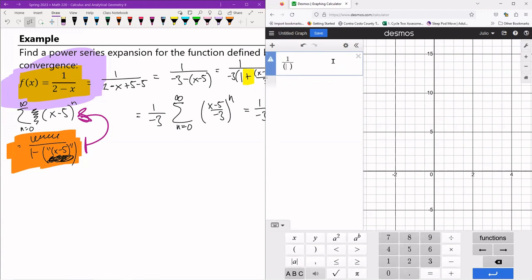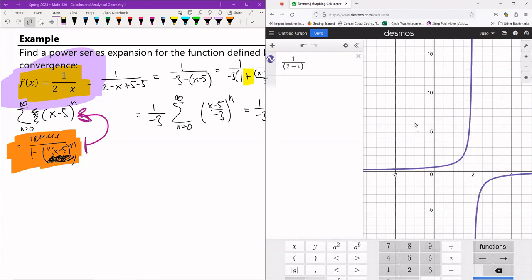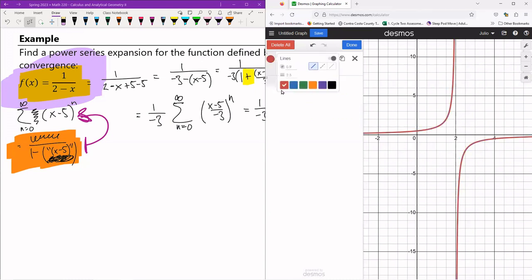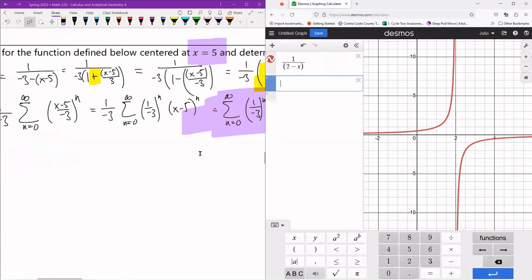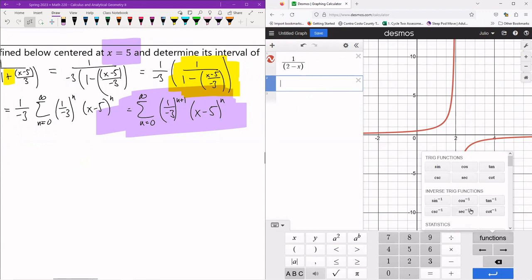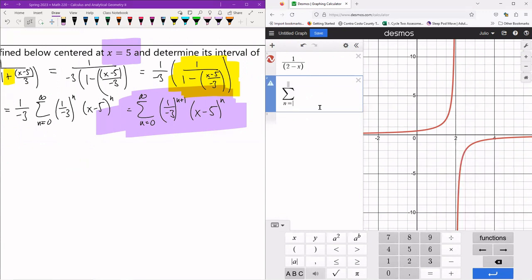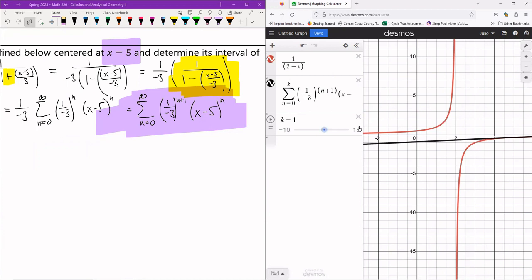1 divided by 2 minus x. Okay. And I'm actually going to change the color on this so that it'd be the red one. And I'm going to put in my power series that I just found. So functions, I'm going to go all the way down to the summation. N equals 0, I'm going to make it up to k. 1 divided by negative 3 to the n plus 1, I remember, n plus 1, put your parentheses in if things aren't working right, times x minus 5 to the n. And it's asking me for a slider, so I'm going to add the slider. I'm going to change the color so I can make this blue to contrast. There we go.